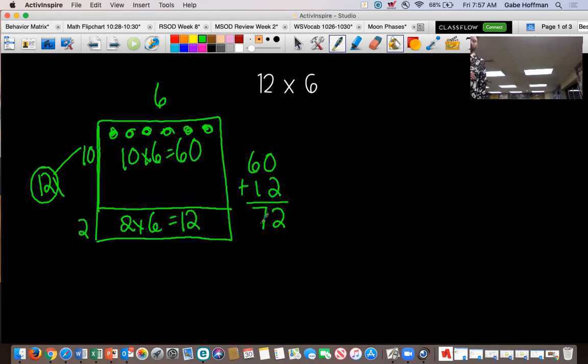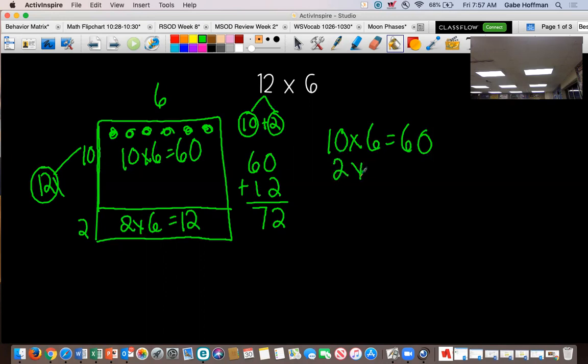All right, that's just one way I could do it. I could actually do that probably without drawing the whole array. I could just say I know that 12 equals 10 plus 2, and then I know I'm going to do each of those, 10 and 2, times 6. And I could show 10 times 6 equals 60 and 2 times 6 equals 12, and add them.